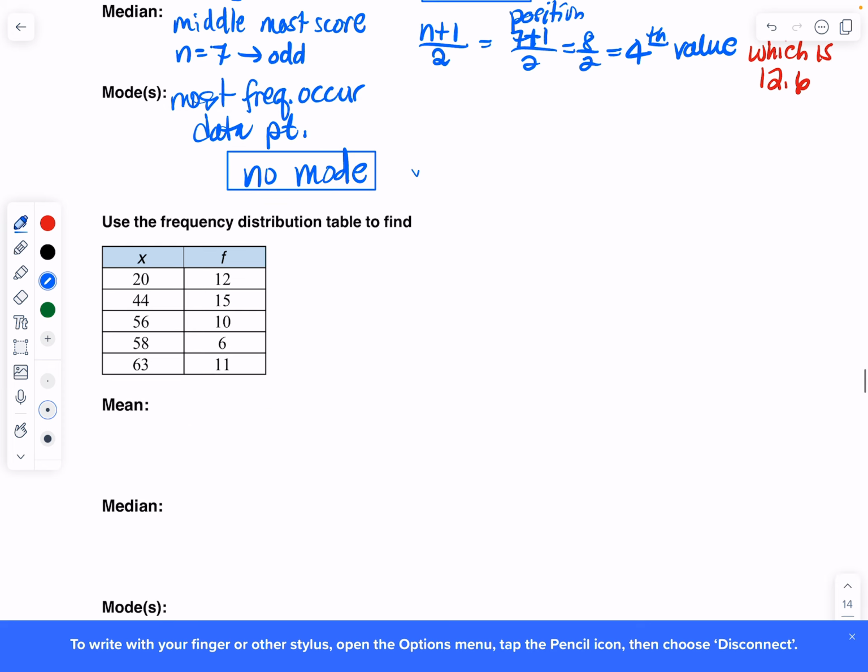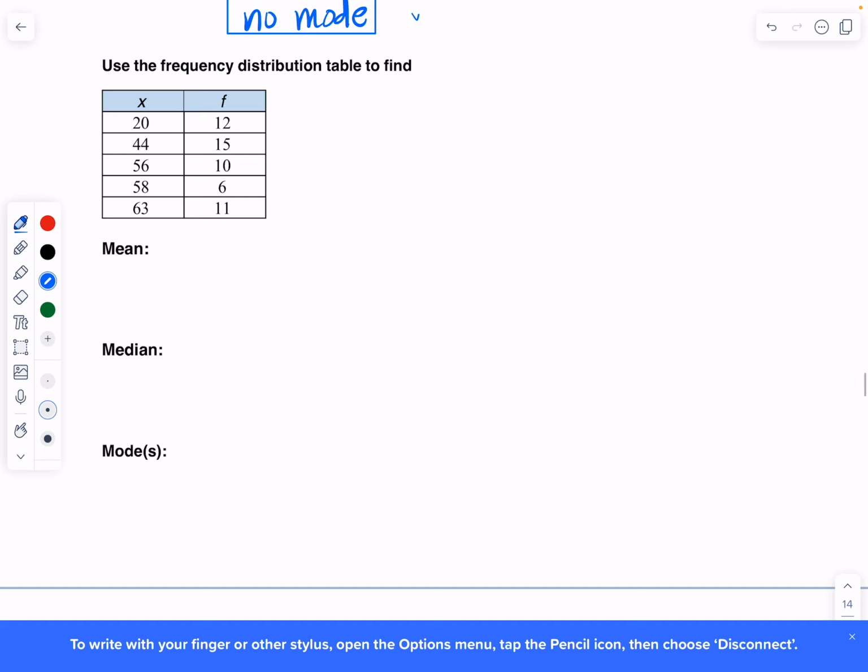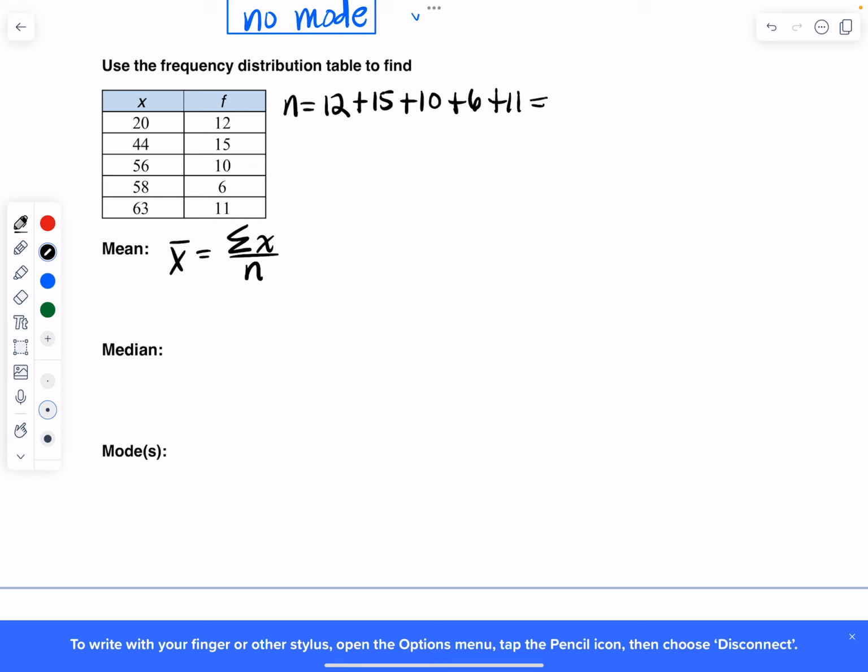Okay? All right, so let's look at another one. Use a frequency table to find the mean, the median, and the mode. Okay, so the mean is x bar equals sum of the x values all over n. So we need n first. Again, you're going to add up your frequency. So 12 plus 15 plus 10 plus 6 plus 11. Okay, so let's do that in the calculator. 12 plus 15 plus 10 plus 6 plus 11. And I'm double checking, make sure I have the right values. Okay, hit enter. I got 54. So n equals 54.